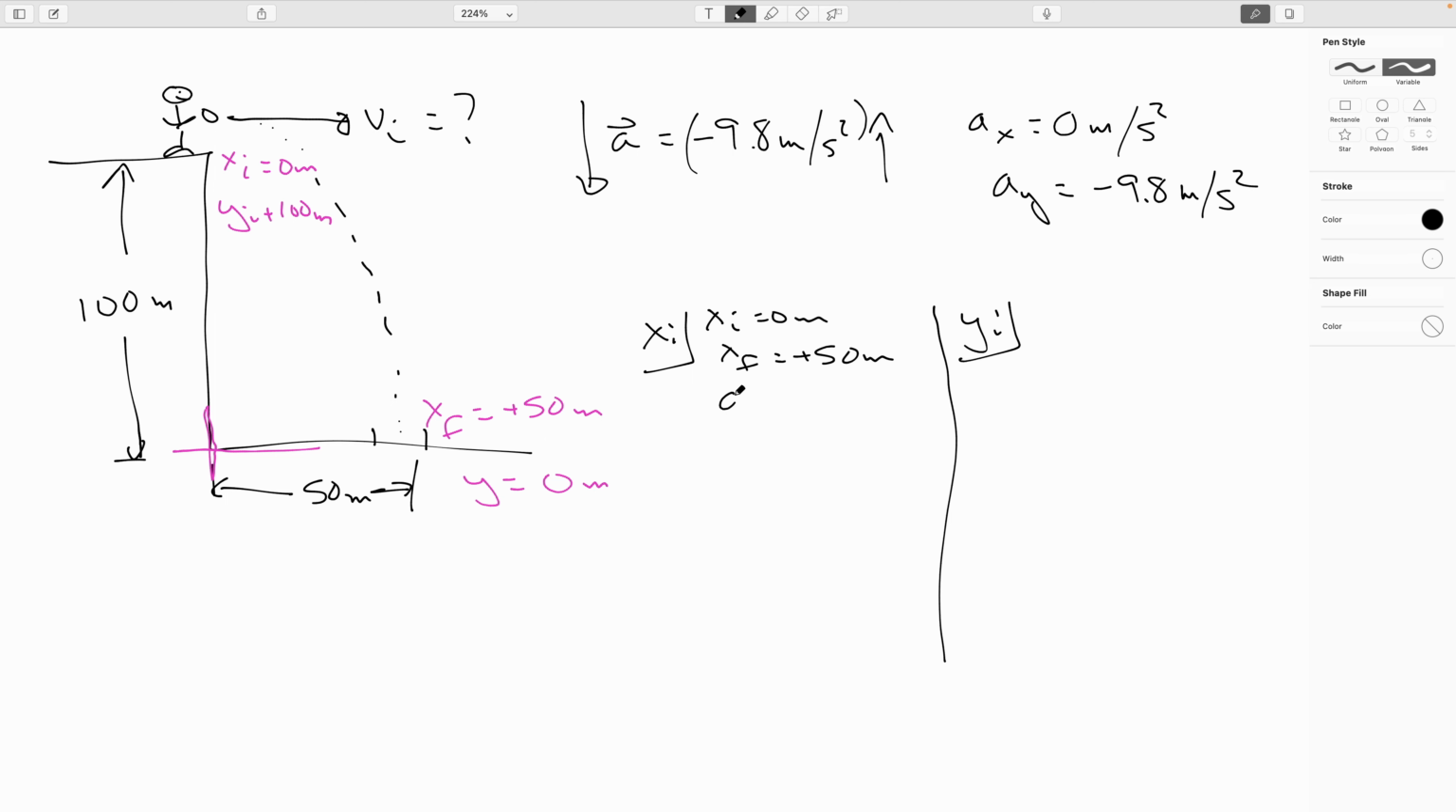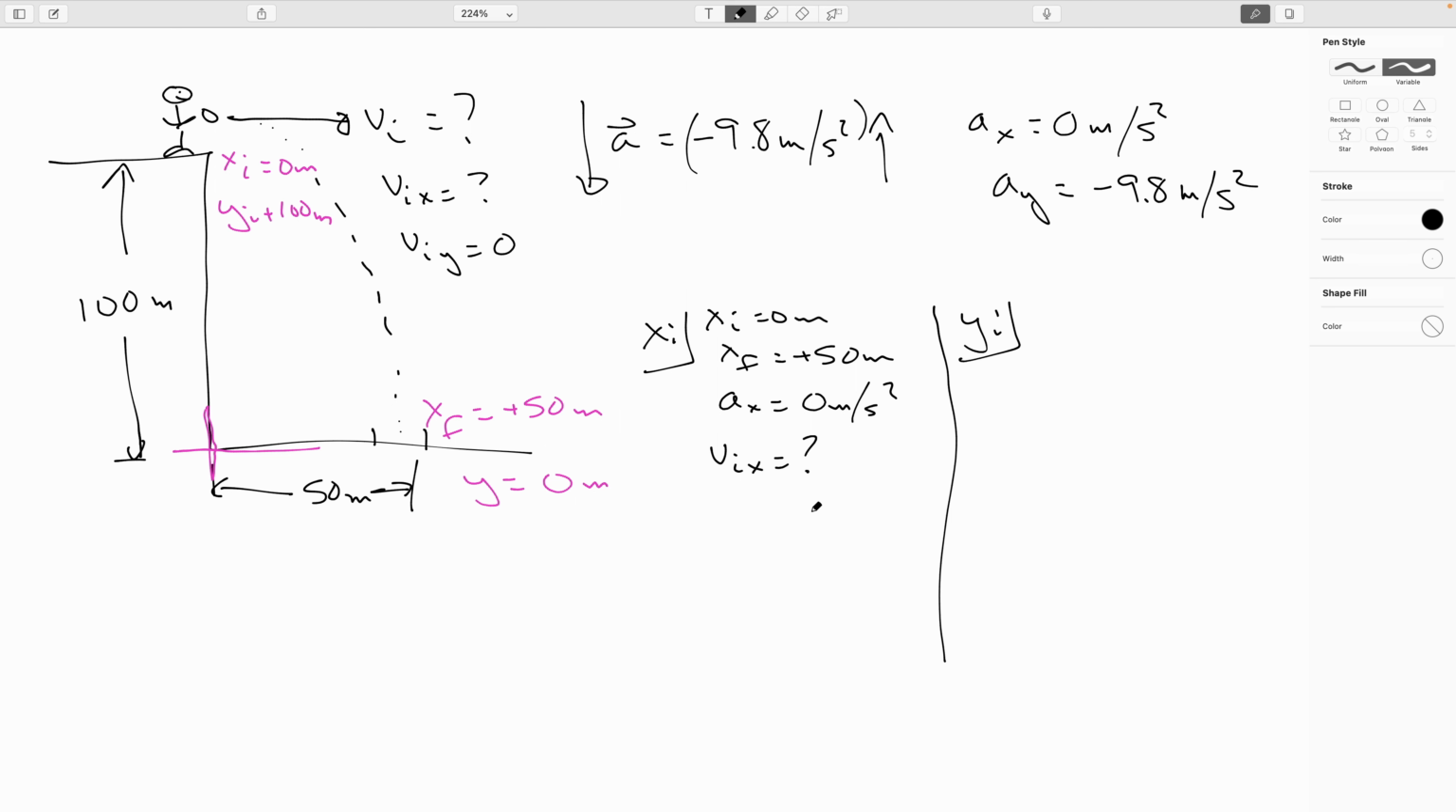We know that a sub x is equal to 0 meters per second squared. And what we're going to want is v initial x. Here we know that v initial x is the thing we're looking for. We do know that v initial y is 0, because we're throwing this horizontally. So if I can find v initial x, I find my initial speed and I'm good to go.